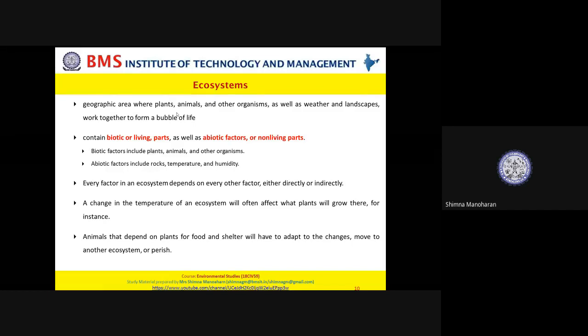So every factor in the ecosystem is dependent on each other, right? It can be either directly or indirectly. So if we take ourselves, we humans, or if we take land as an ecosystem, you have the abiotic factors as well as the biotic factors. And in biotic factors, you have plants, animals, and other organisms.